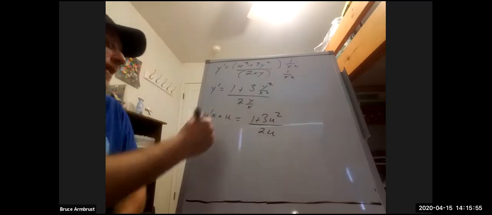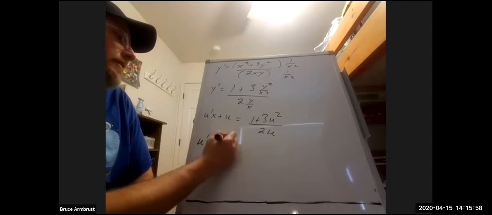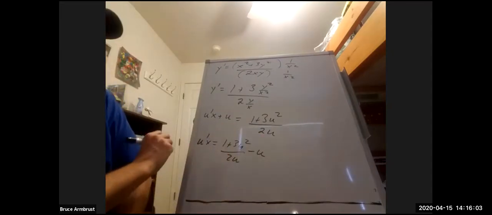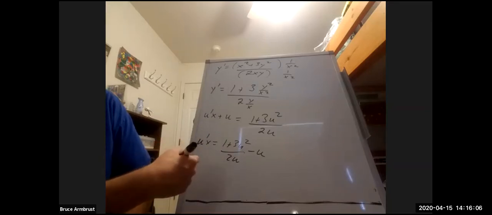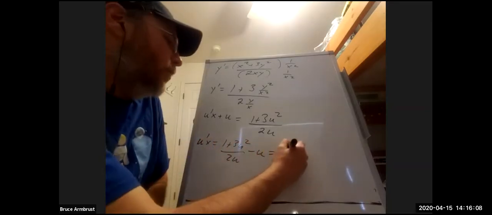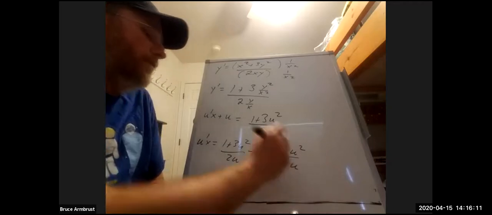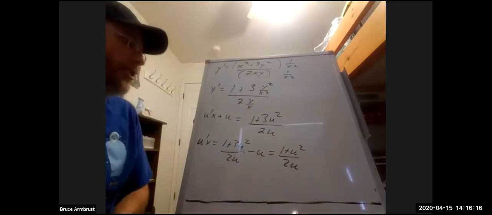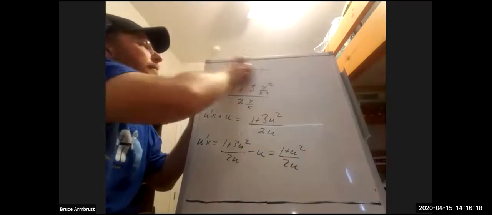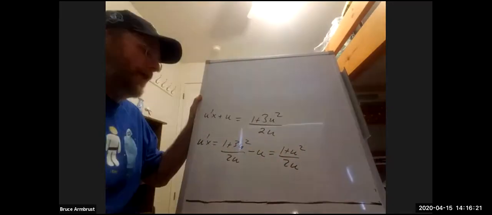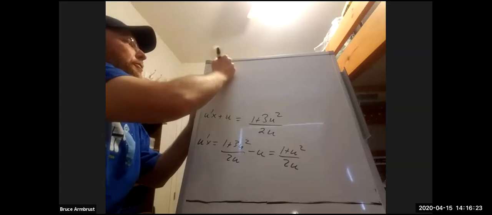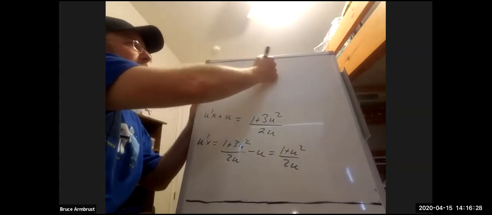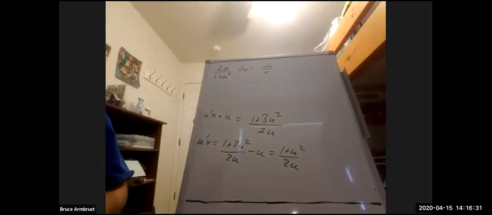So just like before, we'll move that u over. So we get u prime x is equal to 1 plus u squared over 2u minus u. If I get a common denominator again, this is going to give me 1 plus u squared over 2u. So then the separation, once I move things around, I'm going to get 2u over 1 plus u squared du is equal to dx over x.